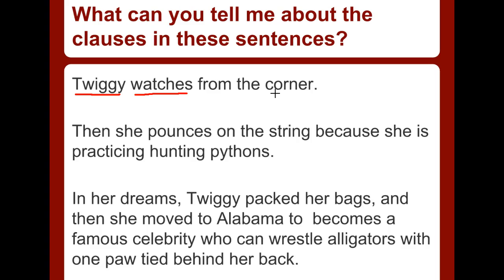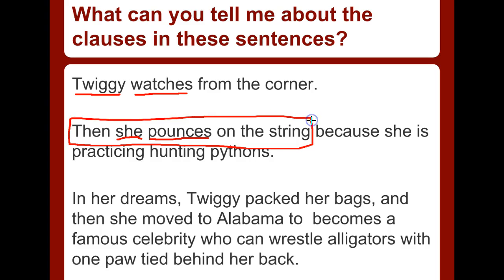Let's look at the next sentence. Then she pounces on the string because she is practicing hunting pythons. Let us find the subjects and verbs here. We have a subject here. We have a verb here. This is an independent clause because if I wanted to, I could put a period right there and I would have a complete sentence. Because is a word that starts a dependent clause.